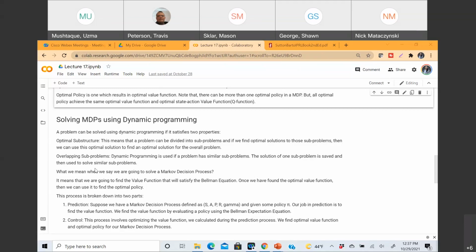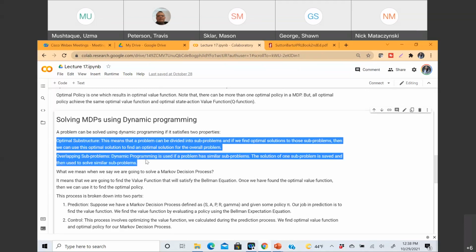The only thing that we need to remember is that when we are using dynamic programming as a solution approach to solving any problem, there have to be two things, and I've listed them down here, right? The problem should have an optimal substructure. This means that a problem can be divided into subproblems, and if we find optimal solutions to these subproblems, then we can use them to find the optimal solution for the bigger problem. You must be familiar with that as well. And then overlapping subproblems: if you solve it for a smaller problem, you don't need to solve it again and again.